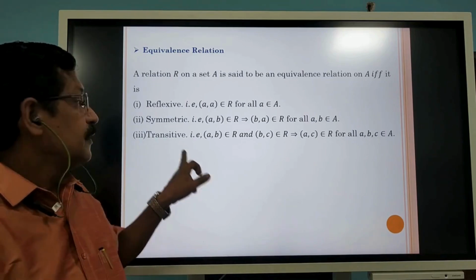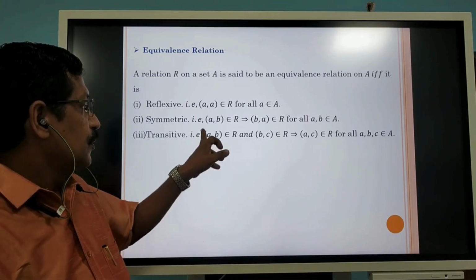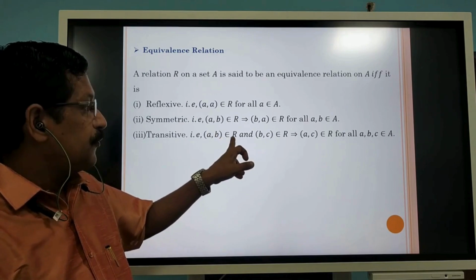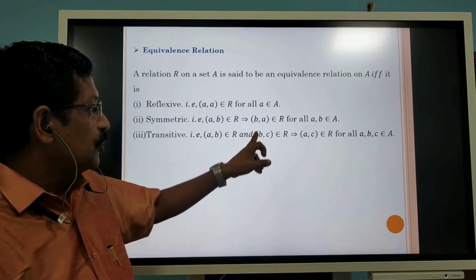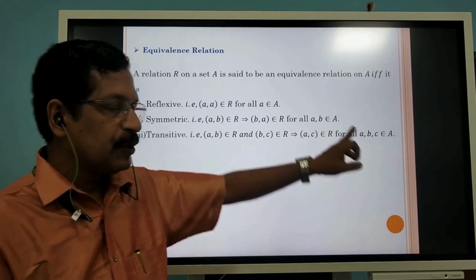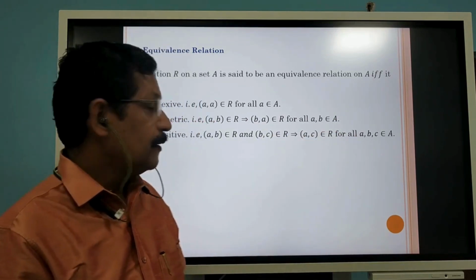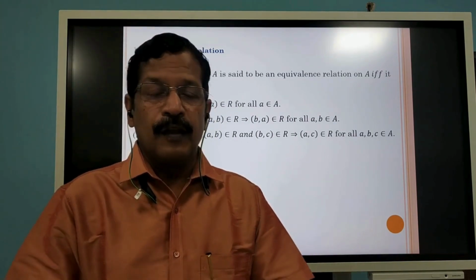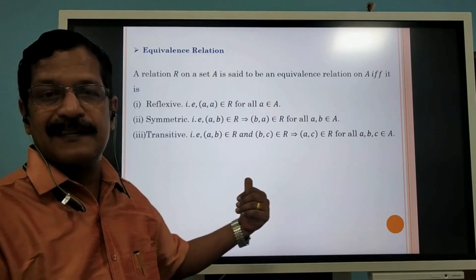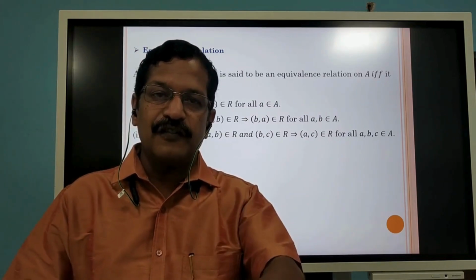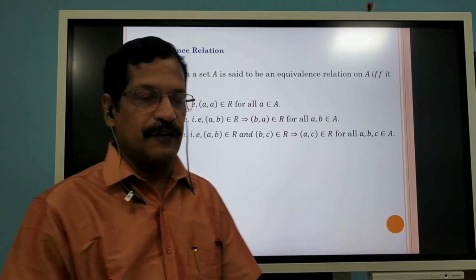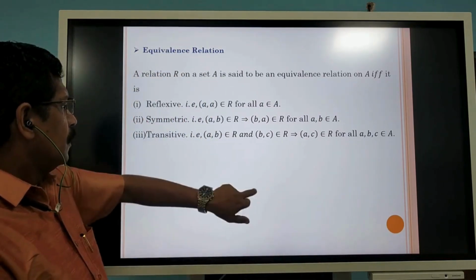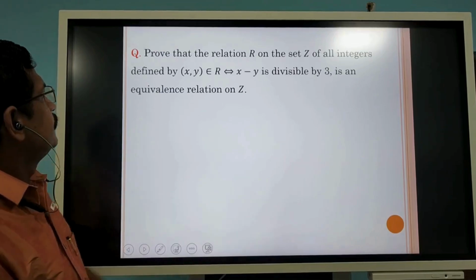And the third condition is transitive. That is, (a, b) element of R, (b, c) element of R implies (a, c) element of R, for all a, b, c element of the set A. If all the three conditions are satisfied, then the relation R is said to be an equivalence relation. Let us have an example.